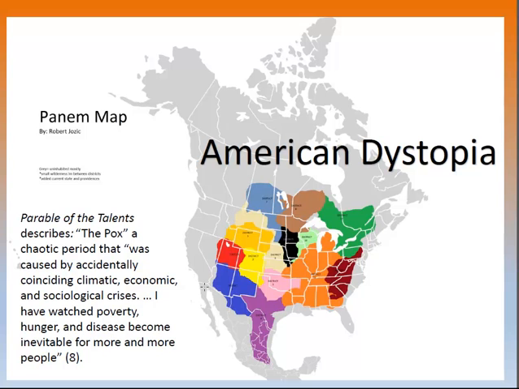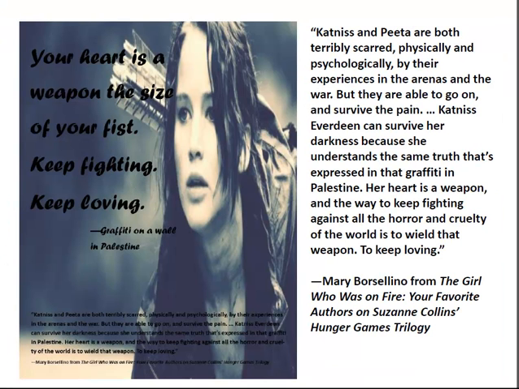We might look at Panem as an American dystopia. So Parable of the Talents describes what happens in Parable of the Sower, this moment of the pox, a chaotic period that was caused by accidentally coinciding climatic, economic, and sociological crises. The character says, I've watched poverty, hunger, and disease become inevitable for more and more people. And we see that being a situation in a lot of our YA dystopias.